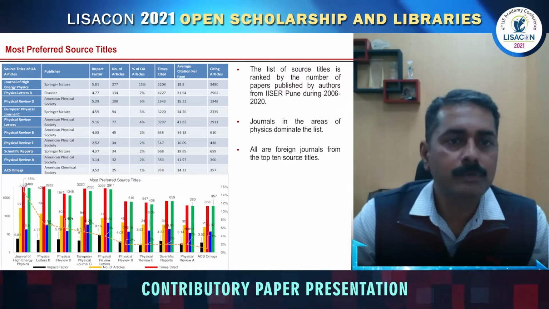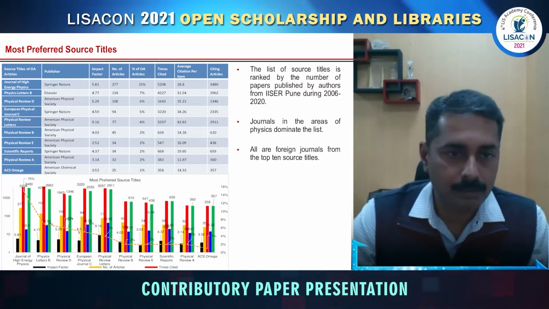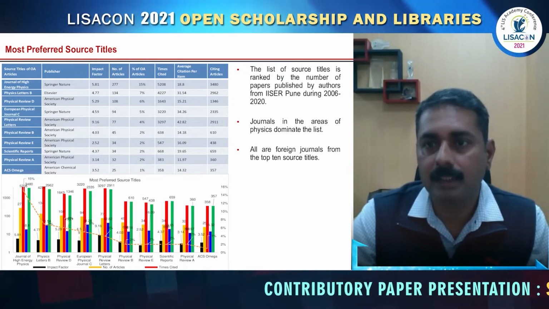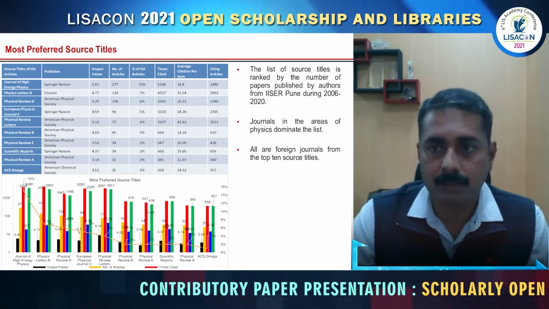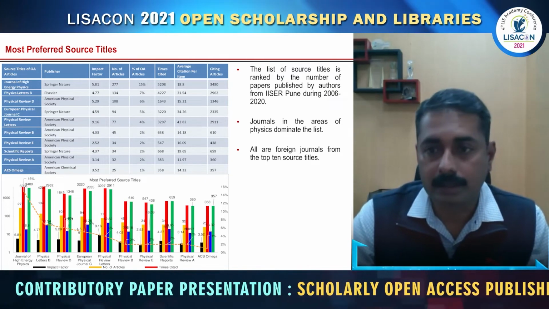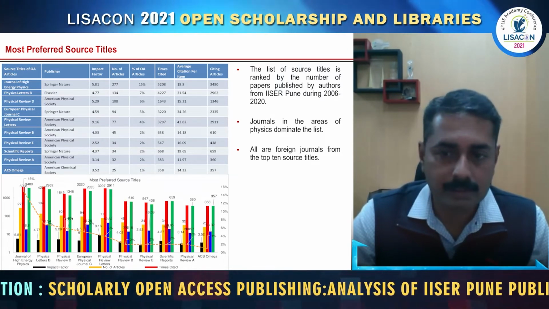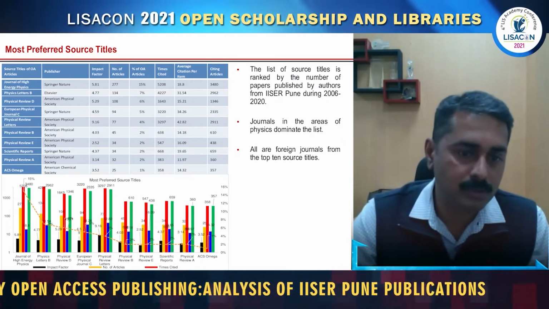So these are the most preferred source titles by IISER Pune community. These are ranked as per the number of papers published by authors. The journals in the areas of physics dominate the list. All are foreign journals from the top 10 sources.